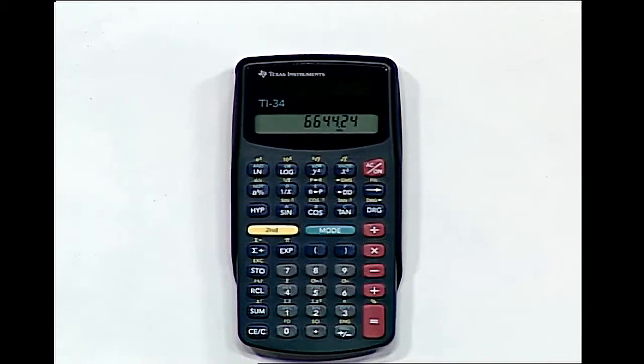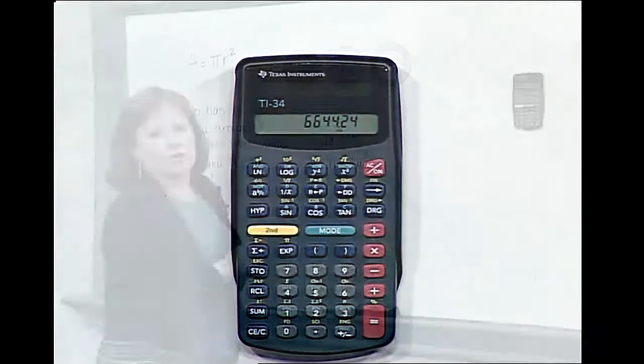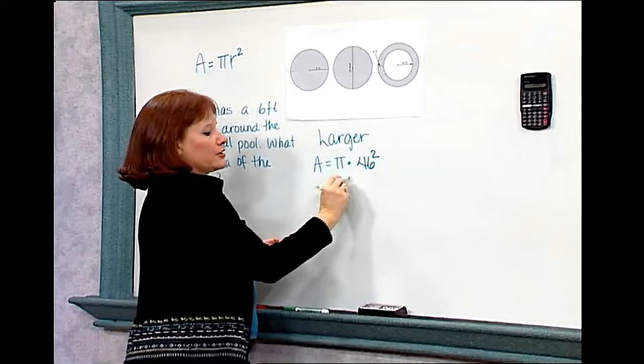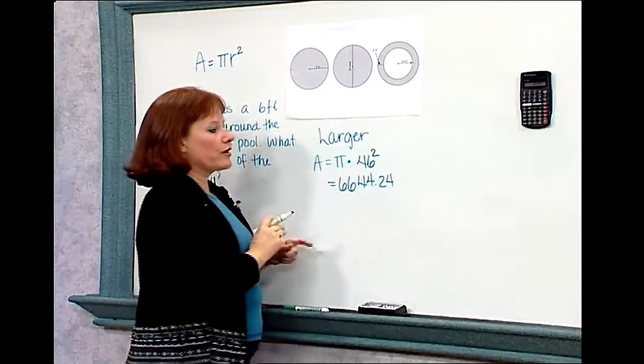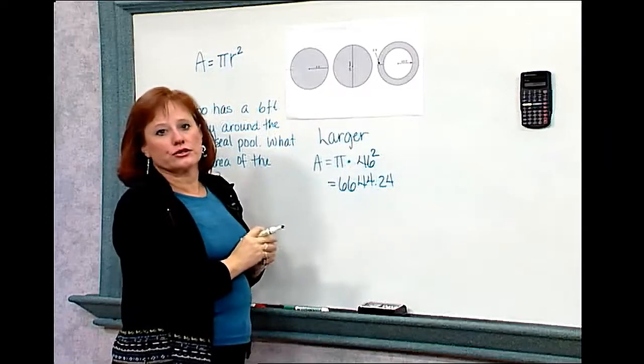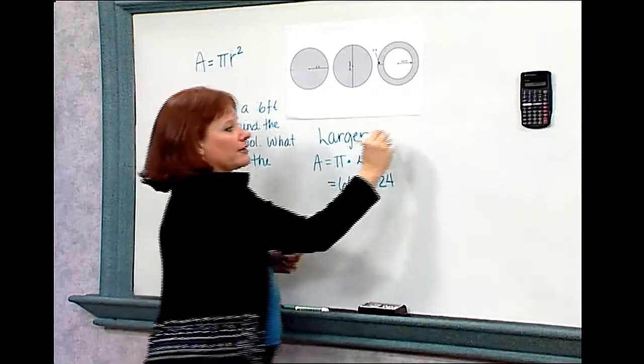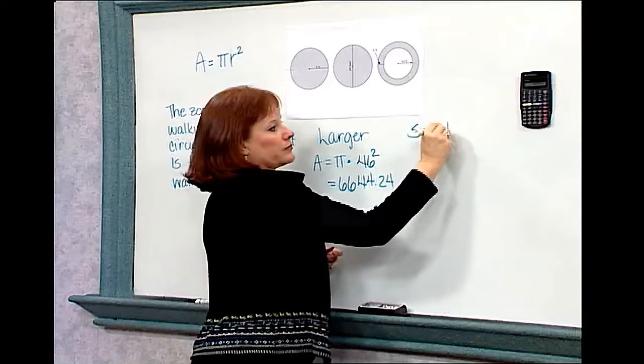And when I hit equals, I get 6,644.24 square feet. So I have 6,644.24 square feet for the area of the larger circle. Now I need to find the area of the smaller circle.